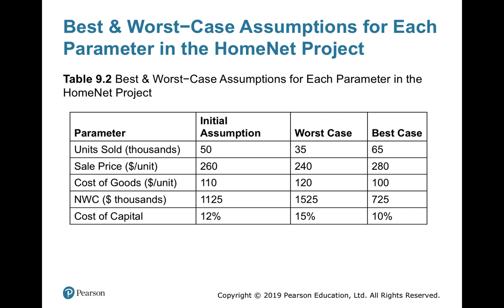Net working capital requirement, you have thought 1125 thousands or 1.125 million. What if the working capital requirement will be 1.525 million? What if in best scenario 725,000? You assumed cost of capital 12%. What if the cost of capital is 15% in worst scenario or 10% in best scenario?